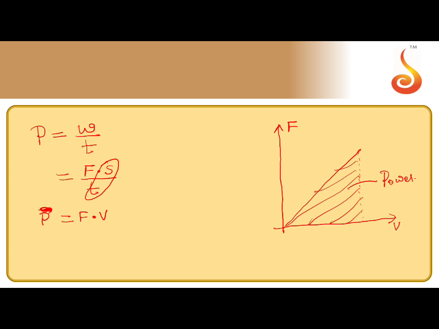So in the two graphs, what I understand is if the graph is force versus displacement, then the area gives work done. Suppose the graph is F versus V, then the area gives power. The area will give you the power. This is a small hint for you to solve problems if the y-axis has force and the x-axis has velocity.